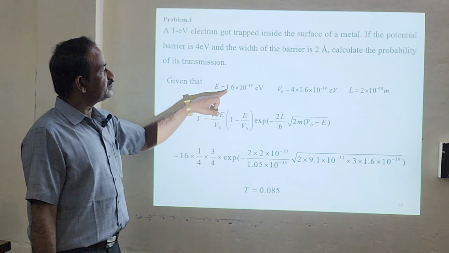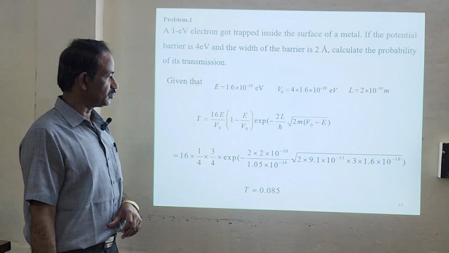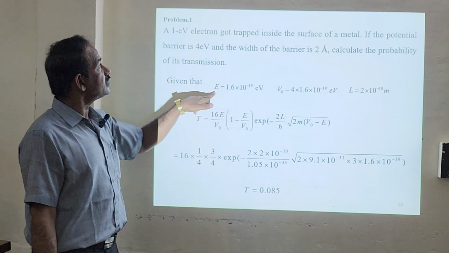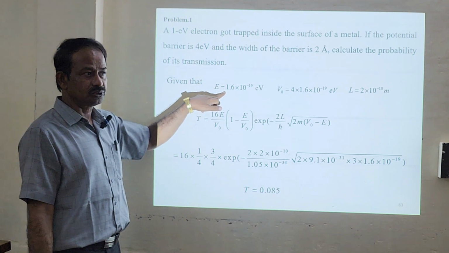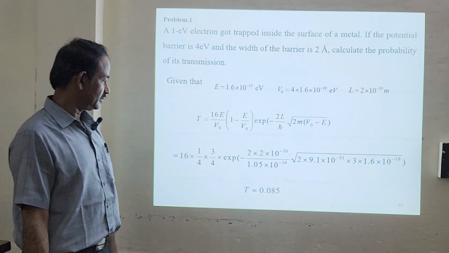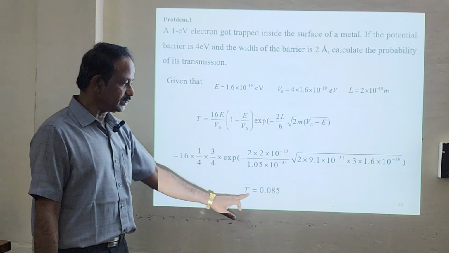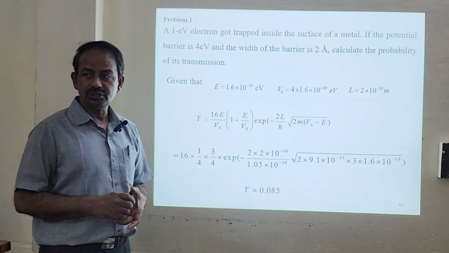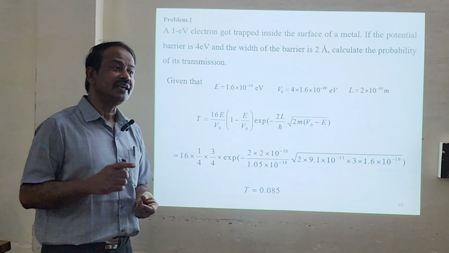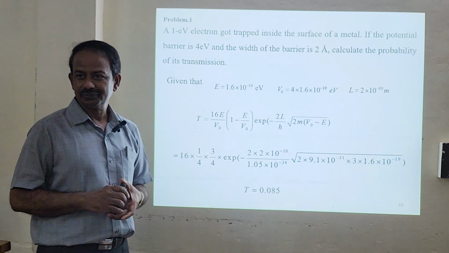So here I have made a mistake: 1.6 × 10^-19 joules. This is in terms of electron volt, correct? So it must be joules, 1.6 × 10^-19. Now you just simplify. So you will get T equals 0.085. So it means 8.5%.